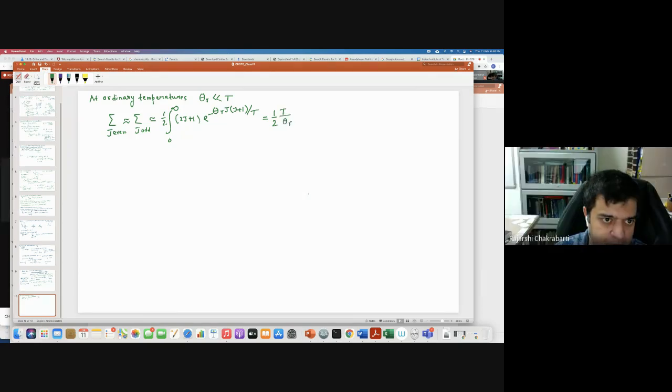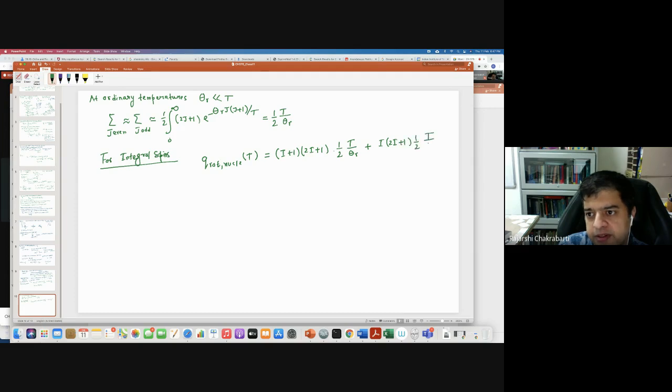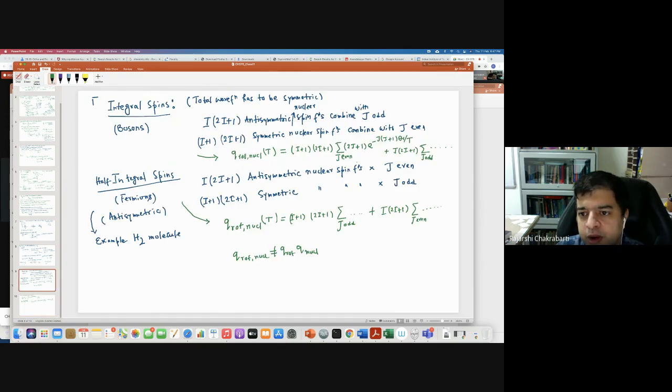So now let us go back and check for integral spin. For integral spin, what will be the answer? Integral spin means I plus 1 into twice I plus 1, into half T by theta r, plus I into twice I plus 1 into half T by theta r. Is this clear? Just go back to this expression, the one I'm using, with the half I'm just putting there.